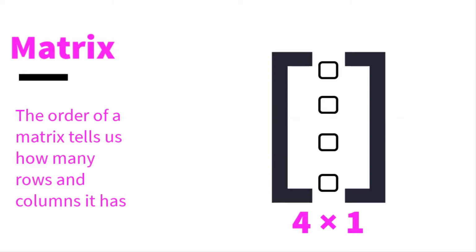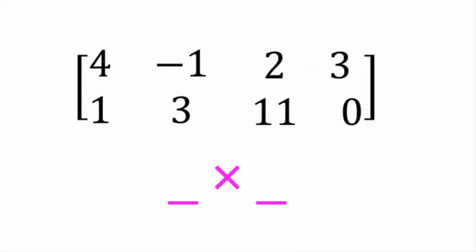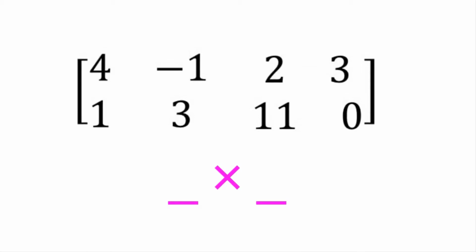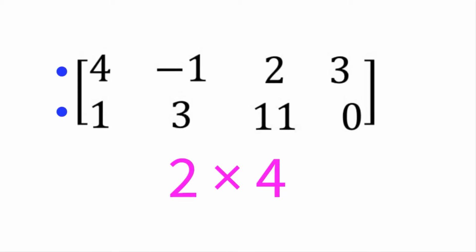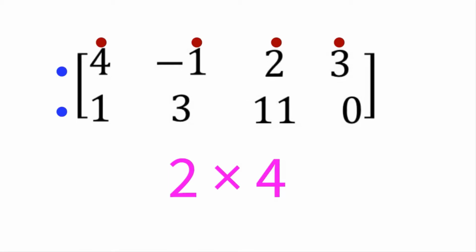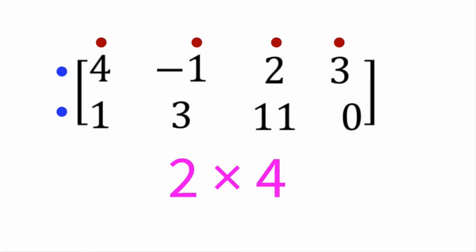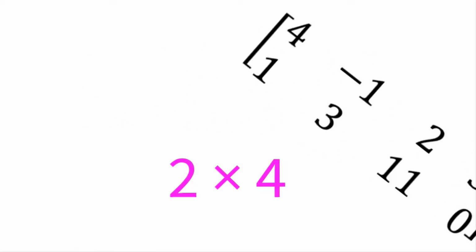Let me make sure that you get it. What would be the order of this matrix on the screen? Yes, this would be a 2 by 4 matrix because it has 2 rows and 4 columns. Always remember to start the order with the row first.